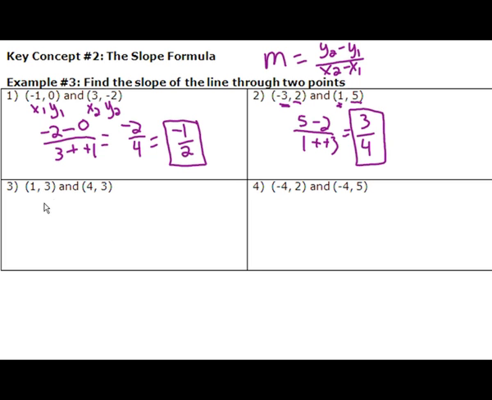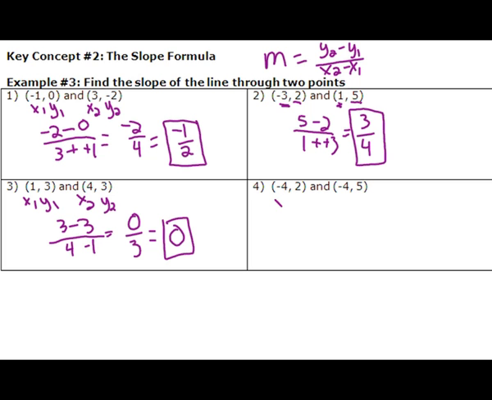So look at 3. Here, remember, this is my x1, y1, my x2, y2. So if I do y2 minus y1, I have 3 minus 3. x2 minus x1 is 4 minus 1. 3 minus 3 is 0. 4 minus 1 is 3. I can simplify this. 0 divided by 3 is 0.